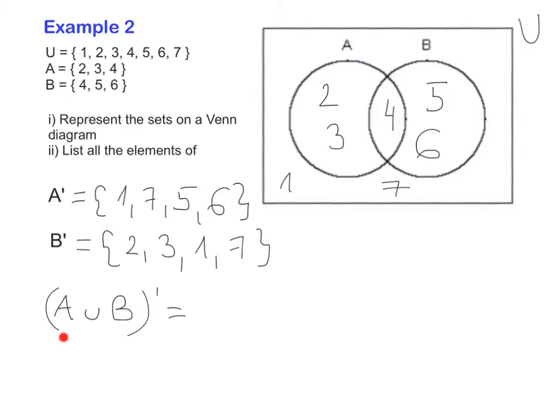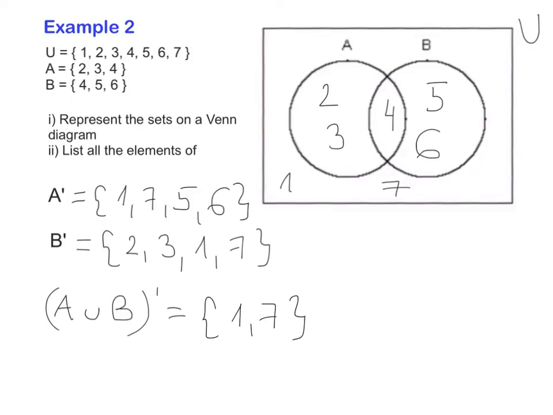But in this case, we have A union B complement. So everything outside A union B. What is outside A union B? So outside A union B, we have 1 and 7. Still a set, so curly brackets, 1 and 7.